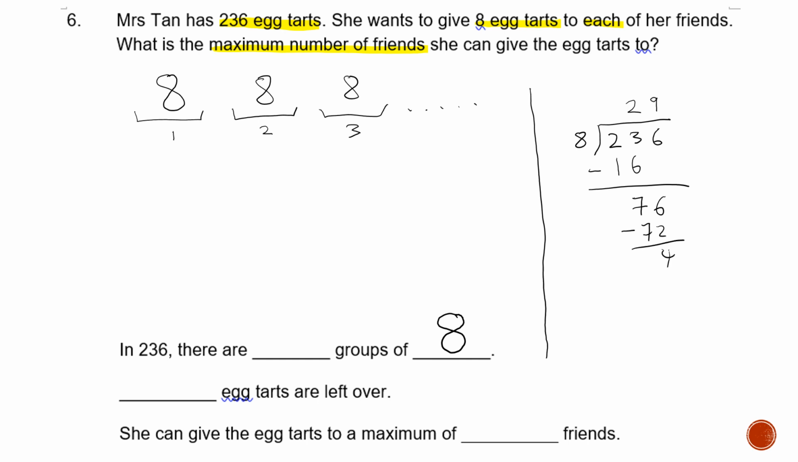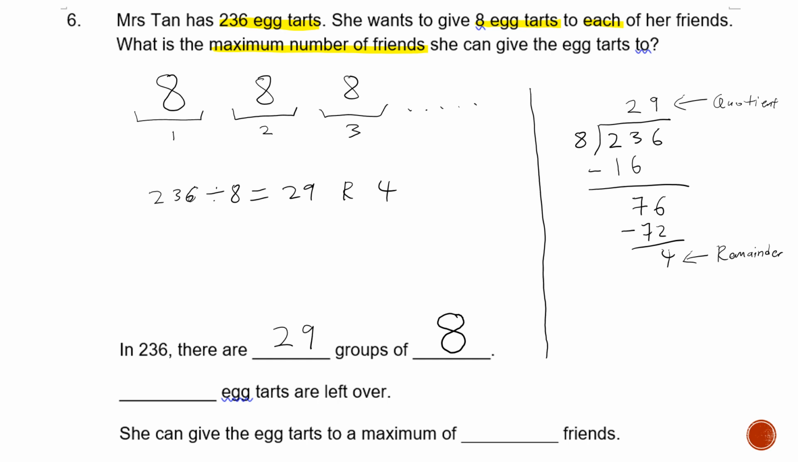Okay. So over here, this is the remainder, which is what is left over. And this is the quotient, which is the total number of groups. Okay, so we write this down. 236 divided by 8 gives you 29, remainder 4. Okay, so there are 29 complete groups of 8.